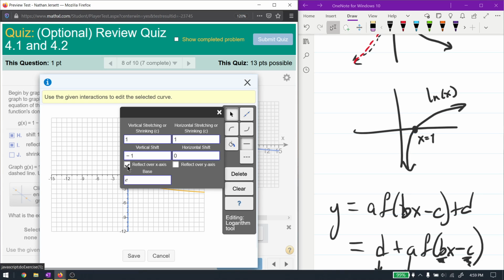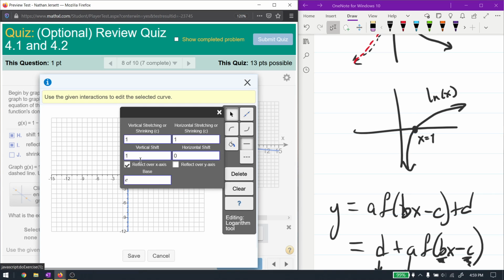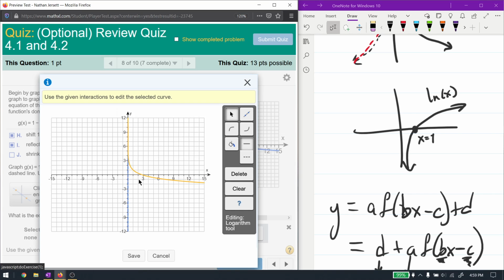But that's not what you want. You want a reflection over the x-axis and then a vertical shift, and this will be correct. If you plug in the... No, that's not correct. There we go, that did it correctly.